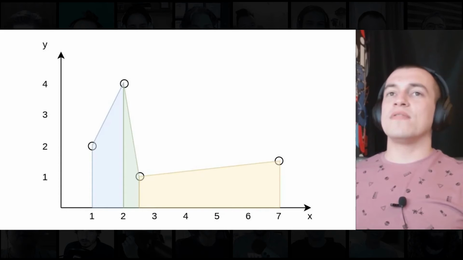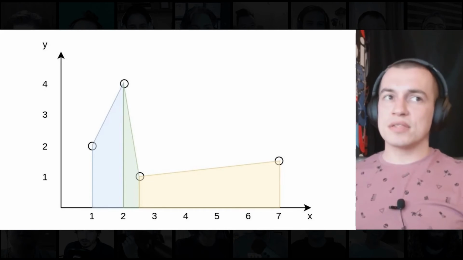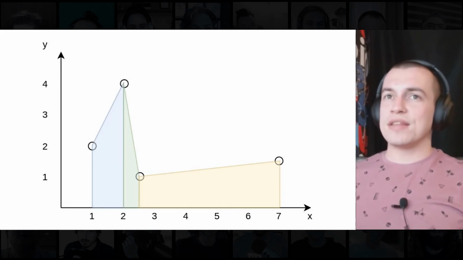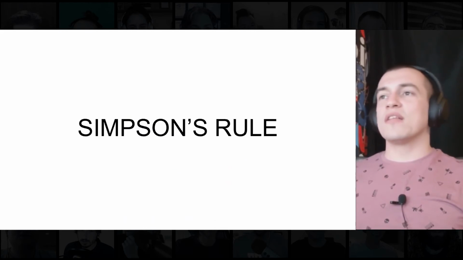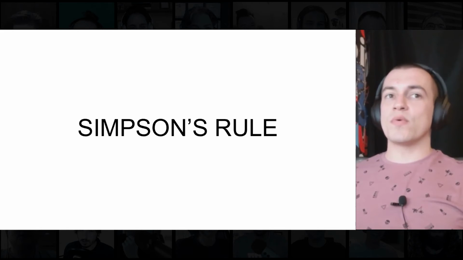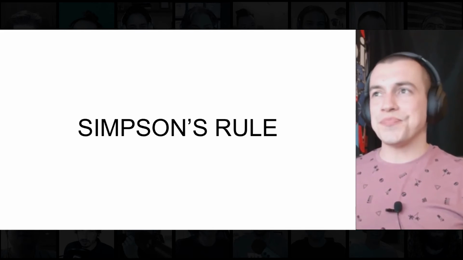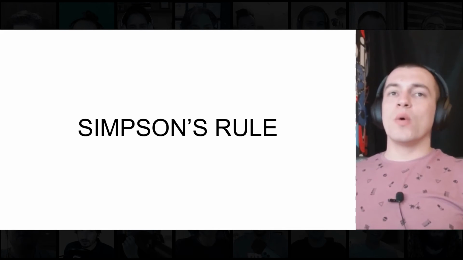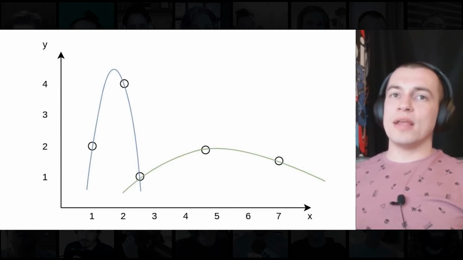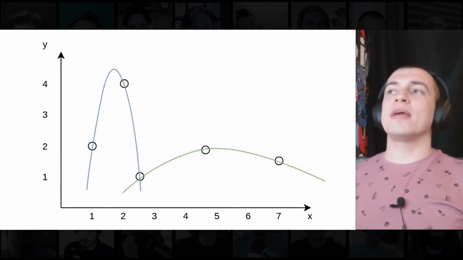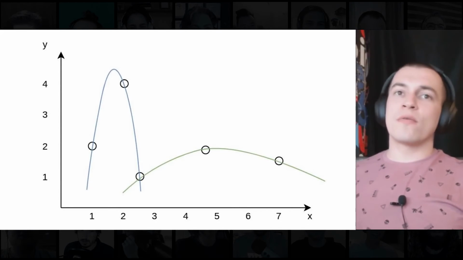The next one, a fancier one, is trapezoidal rule. And this time we calculate the areas of trapezoids, not rectangles. It's a little bit more accurate. And the last one that we're going to consider is Simpson's rule. It's as fancy as we are going to get today. And for Simpson's rule, we're going to take triplets of data points, and we'll try to draw a curve that is going through all three dots.